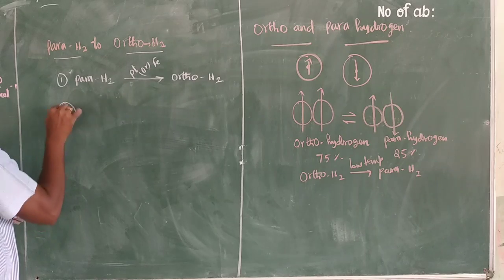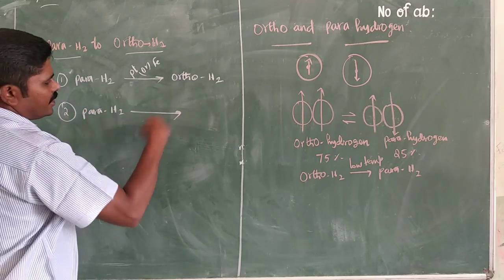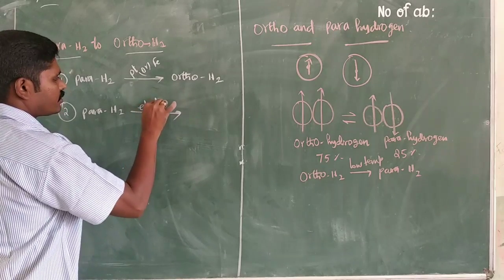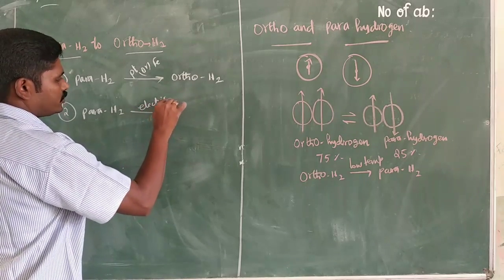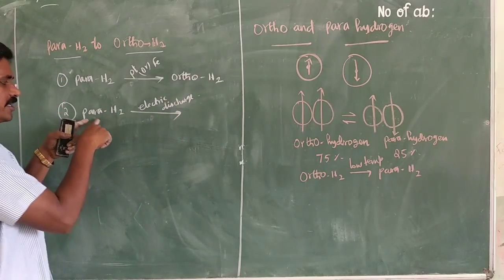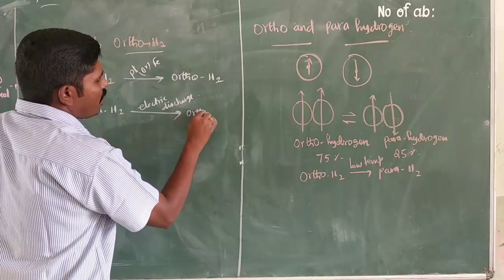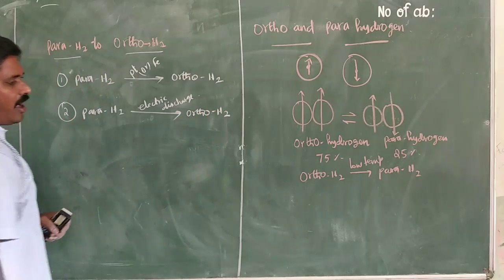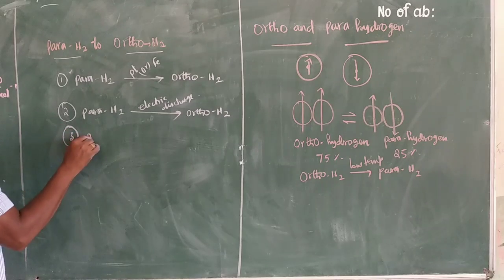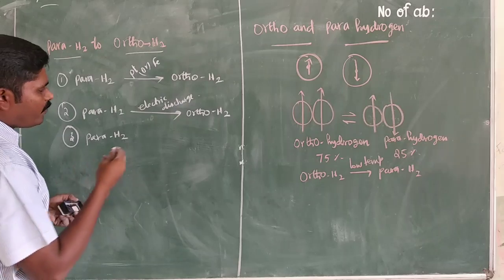In the second method, passing an electric discharge through para-hydrogen converts the para-hydrogen into ortho-hydrogen.